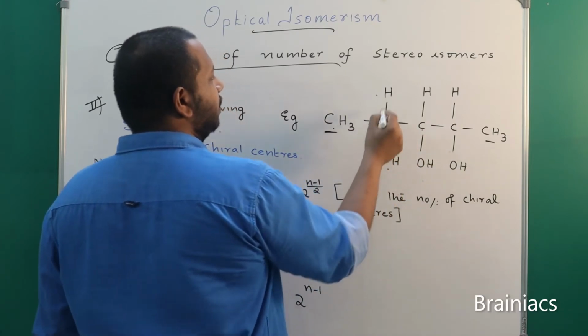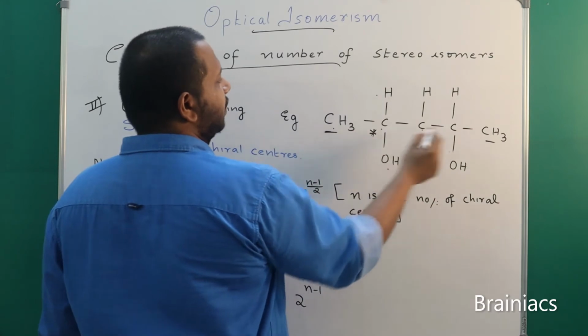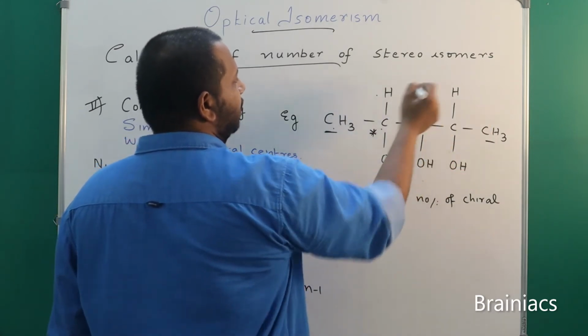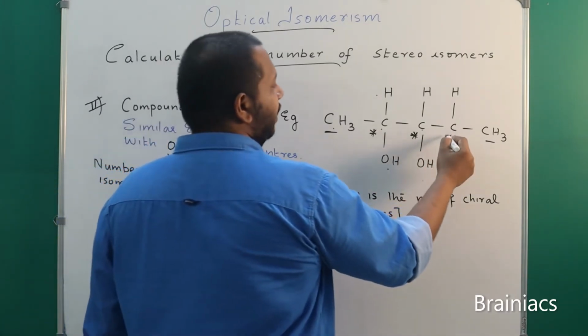This one if you see, this is connected to CHOH, CH3, this is connected to CHOH, CH3, this is OH, and this is also hydrogen. So this is also a chiral center. And this is also a chiral center.